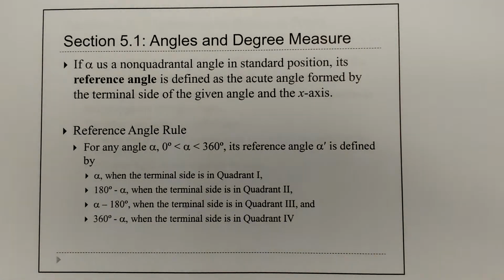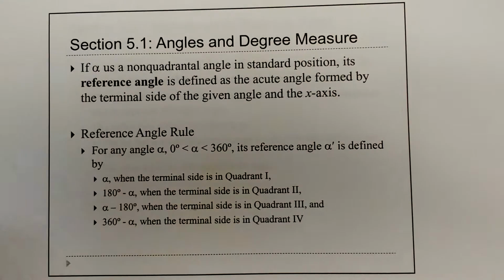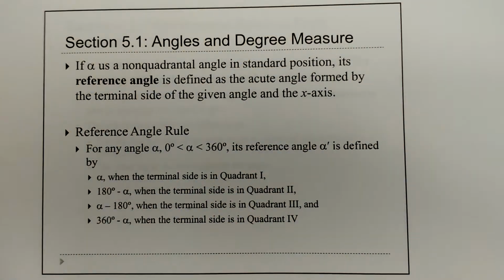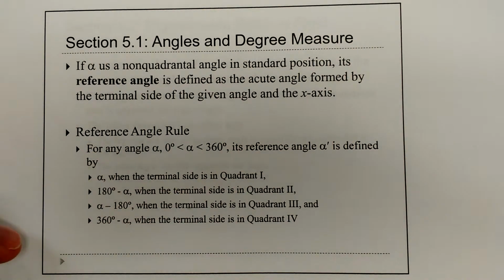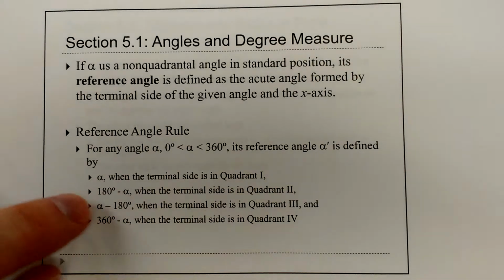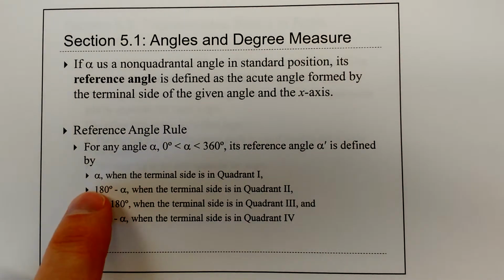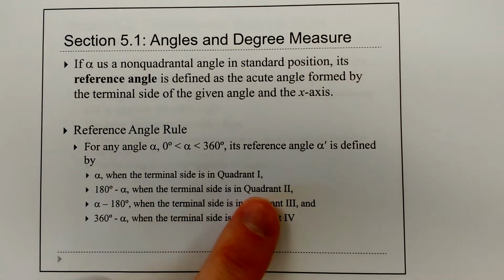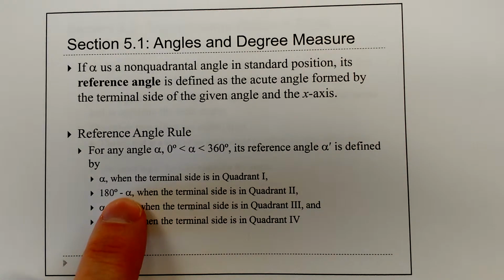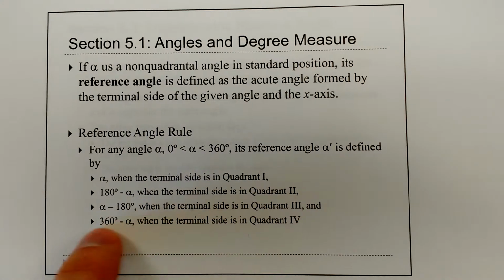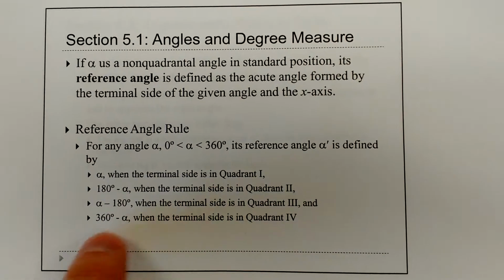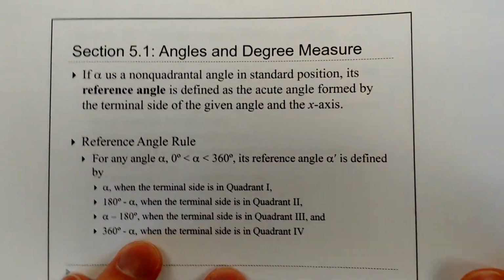So if alpha is a non-quadrantal angle in standard position, its reference angle measures the distance back to the x-axis, shortest direction. So it's never going to be more than 90 because it says it's an acute angle. So there's a rule to find out, depending on where your angle is, what the reference angle is. If your angle is in quadrant 1, the reference angle is the same as the angle. If it's in quadrant 2, you'd have to take 180 minus your angle. That'll be the reference. In quadrant 3, it's your angle minus 180, and in quadrant 4, it's 360 minus your angle.